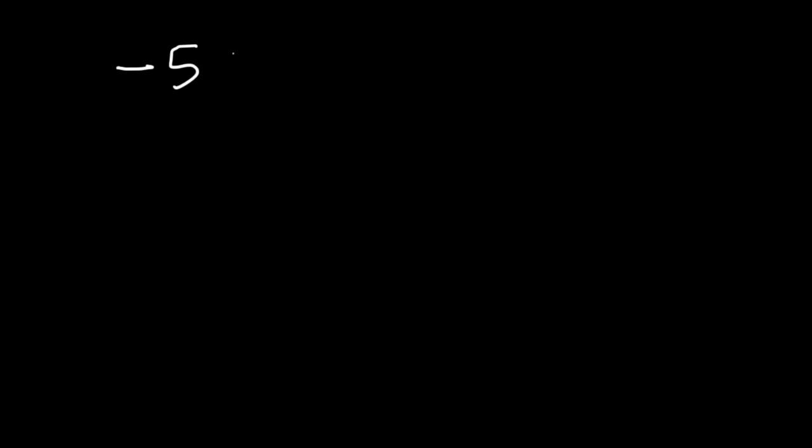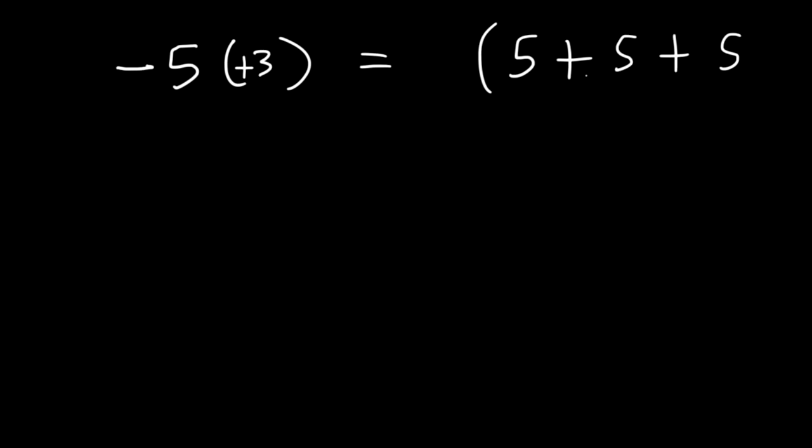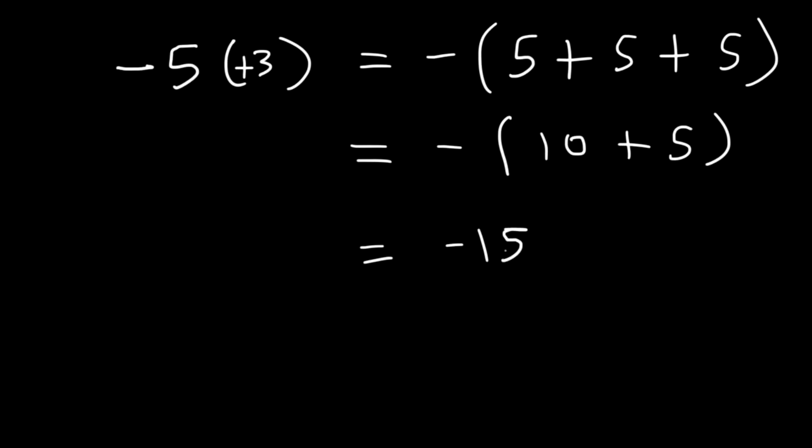Now what is negative 5 multiplied by 3? A negative times a positive number will give you a negative result. So we could just focus on adding 5 three times and then make the entire thing negative. 5 plus 5 is 10, and 10 plus 5 is 15. So therefore, negative 5 times 3 is negative 15.